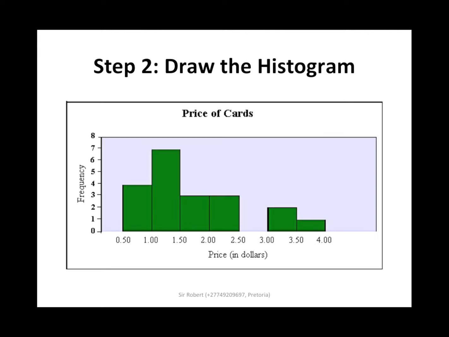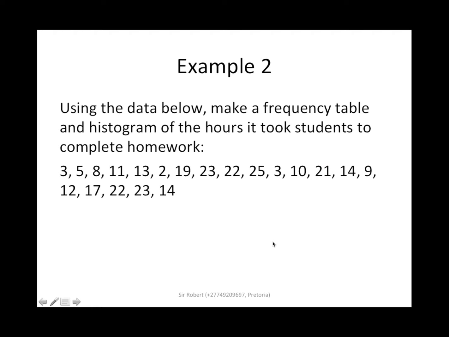Remember, the histogram doesn't show spaces. If you draw it correctly, you are supposed to come up with something like this. It's a frequency graph, similar to bar graphs, but the difference is that there is no space between the bars. Here there is a gap because there was no data available for prices between $2.50 and $3. So let's move on.